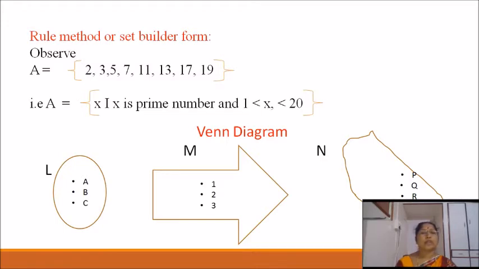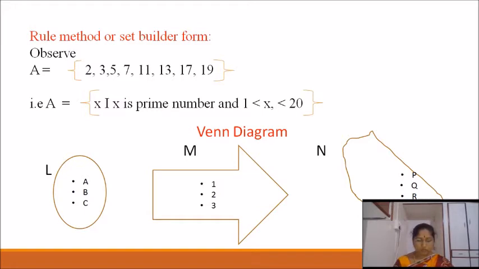Therefore, we can write the set as {x | x is a prime number and x is strictly greater than 1 and strictly smaller than 20}. Here the vertical line stands for such that, but instead of the vertical line we can also use two vertical dots. We can read the set as A is the collection of all x such that x is a prime number and x lies between 1 and 20.